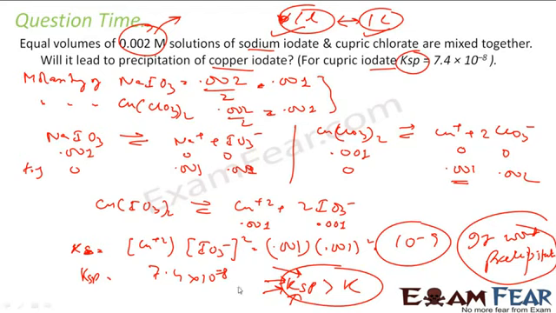So more ions are required to reach this value. If you had more ions of this or this, then it would have precipitated. But since this value is more, it is not able to reach it. It has reached only this value. Once it reaches the Ksp value, only then will it precipitate. Had this number been, let's suppose, 10 to the power minus 1 or 2, much bigger than this, it would have precipitated. But since it has not reached the Ksp value, it won't precipitate.